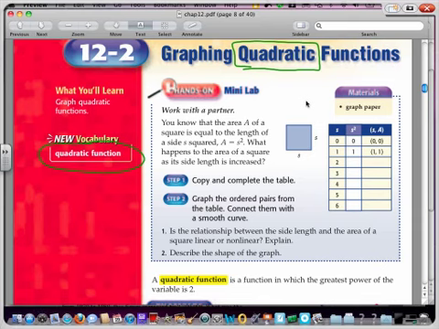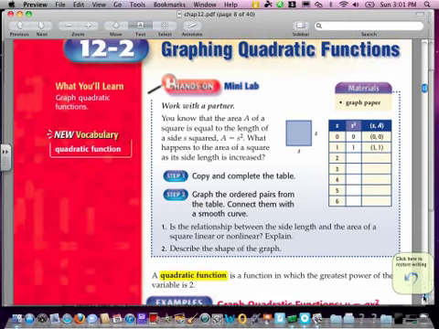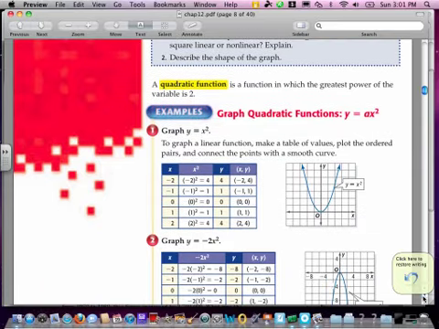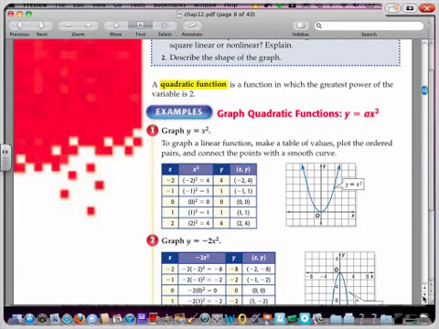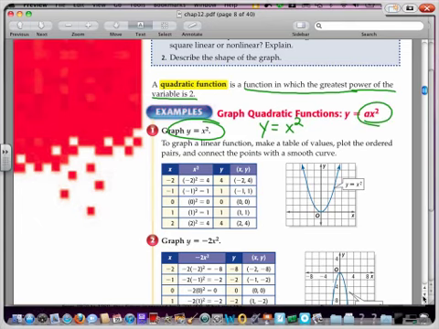And just so that you know, a quadratic function is one in which the greatest power of the variable is 2. What the heck are they talking about? Function in which the greatest power of the variable is 2. Well, it's going to be something like this. Take a look at this. We've got y equals x squared. So we've got some kind of variable where we've got an x squared term. That's what they're talking about when we're talking about a quadratic.